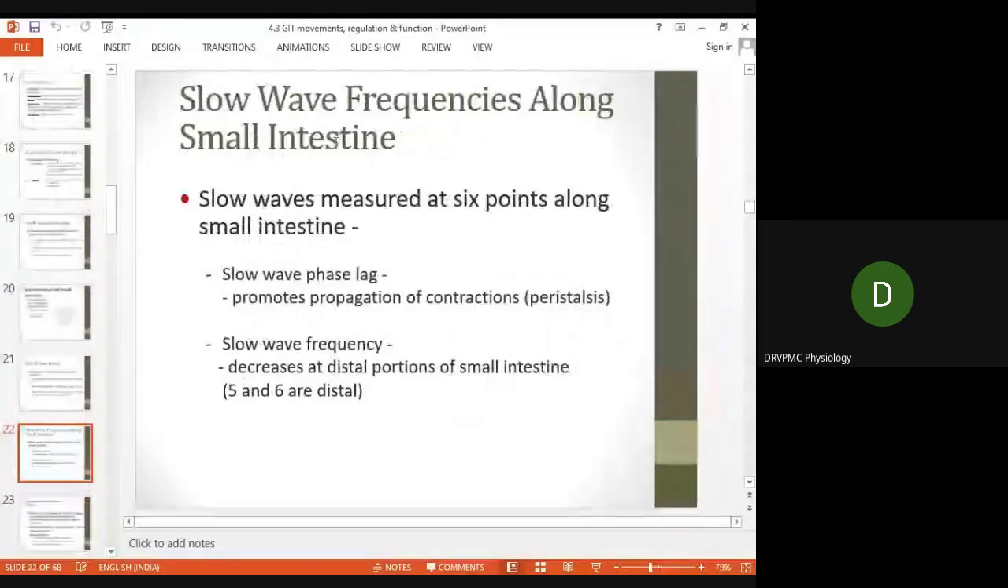Slow wave frequencies along the small intestine. Slow waves are measured at 6 points along the small intestine. Slow wave phase lag promotes propagation of contractions, peristalsis, and slow wave frequency decreases at distal portions of the small intestine. 5 to 6 are distal.